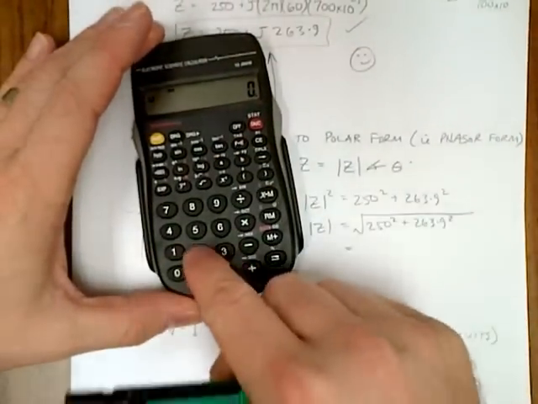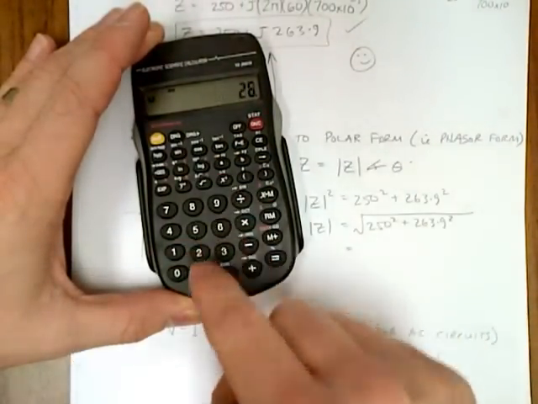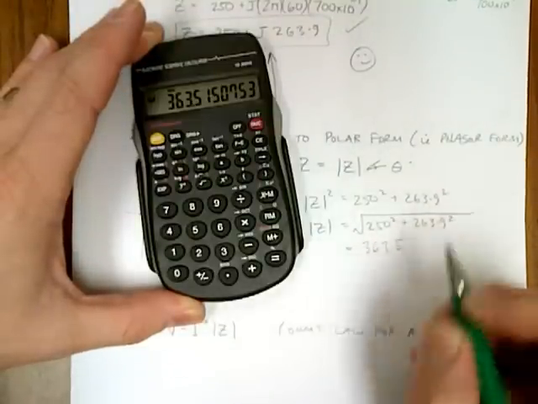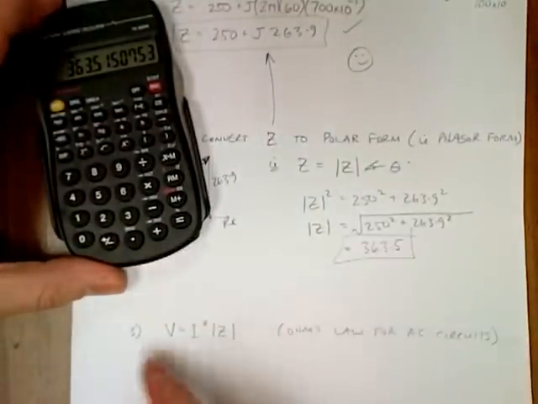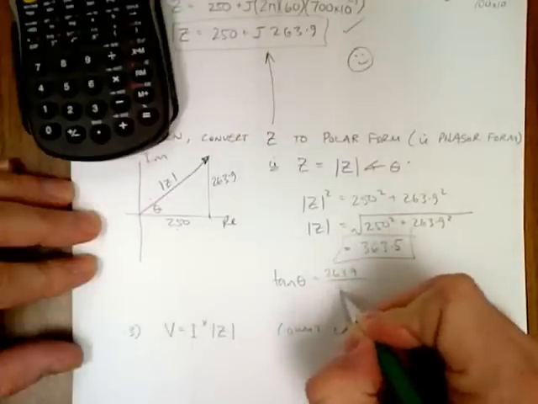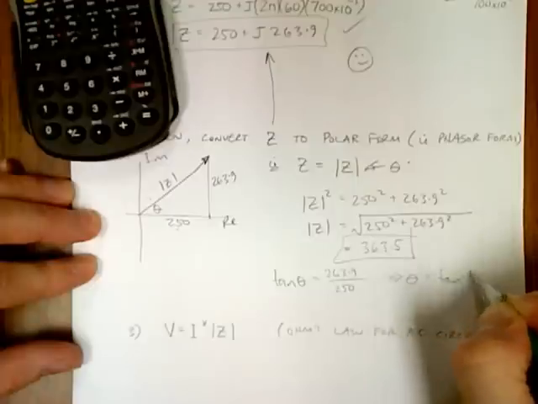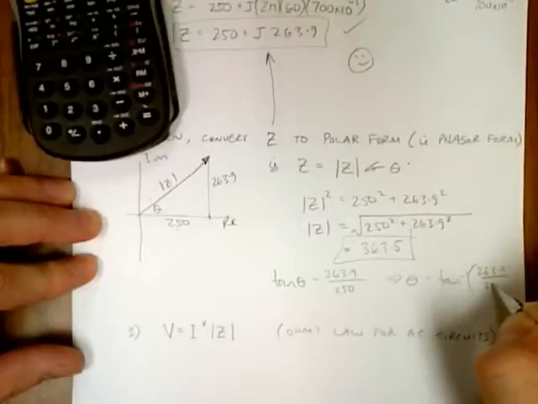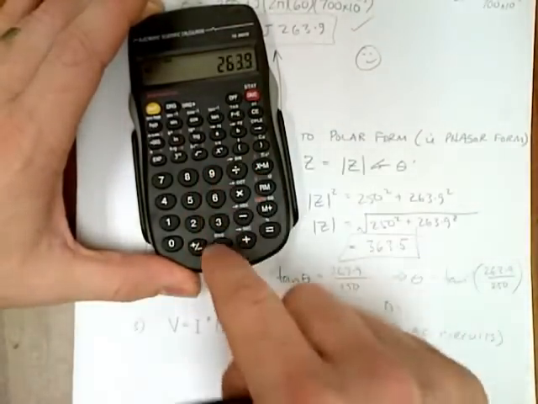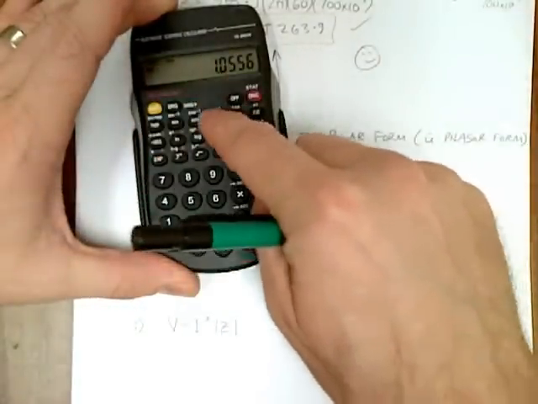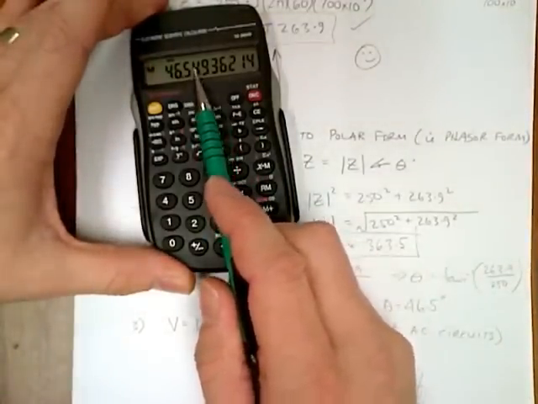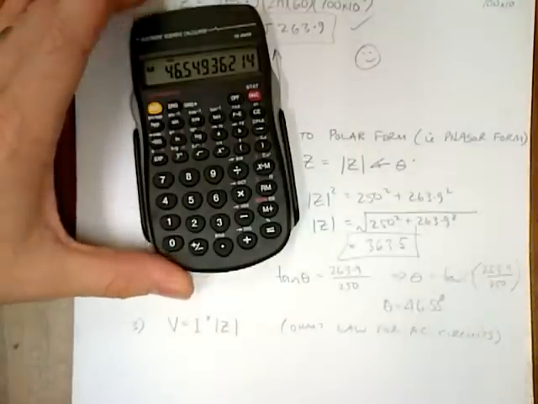Let's work that out. So 250 squared plus 263.9 squared, square root, equals 363.5. Now, the angle we can find, we don't actually need it for this problem, but we'll find it anyway. So we say tan of theta is going to be opposite over adjacent. And that would mean that angle is equal to inverse tan of the same. So I can say 263.9 divided by 250, inverse tan, 46.5 degrees. Let's say 46.55 degrees. There we go. Okay, so that part's done.